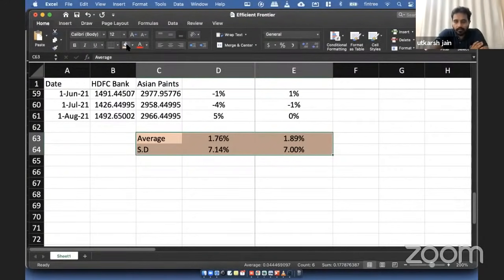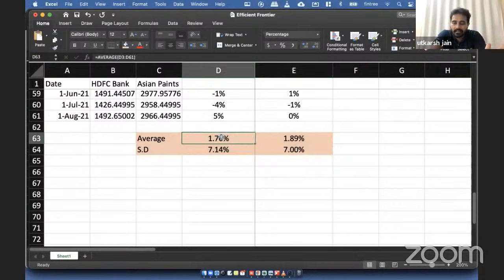Is this the past return or future return? This is the past return. But when we build a portfolio, do we build for the past or do we build for the future? When we are trying to take a portfolio decision, are we doing it for the past or the future? We're doing it for the future, right? So quite possible that maybe in the past HDFC earned 1.76, but maybe it will earn a little less, right?